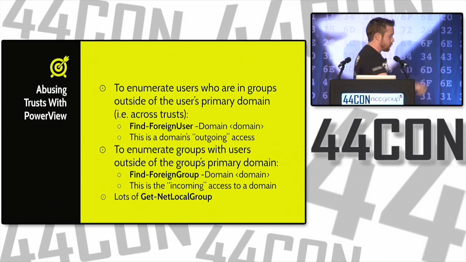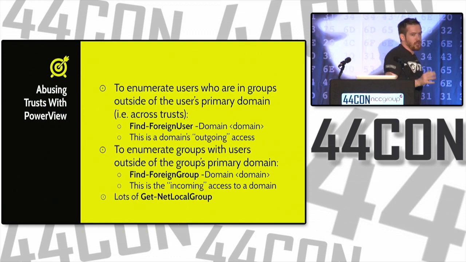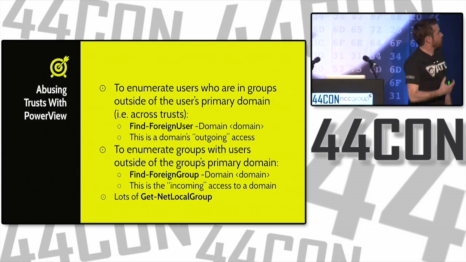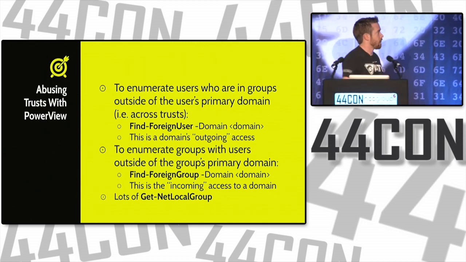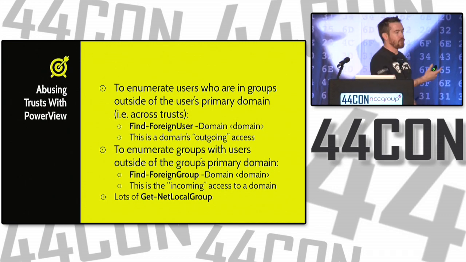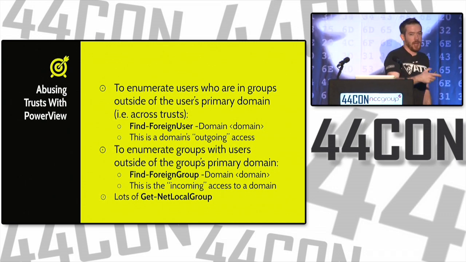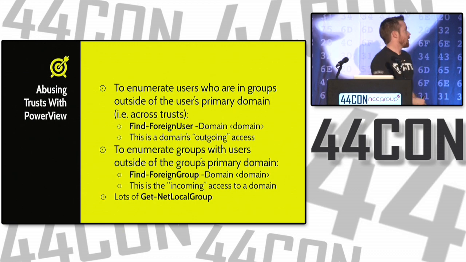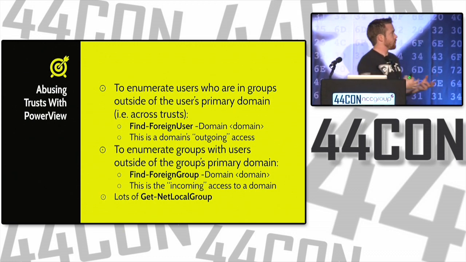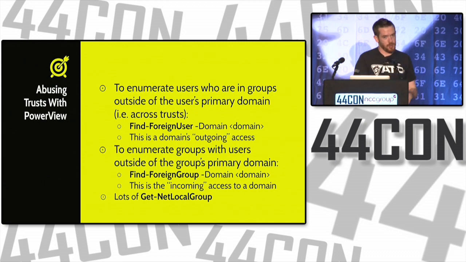So if you want to abuse trusts, PowerView has 3 functions that are very useful for us. If you want to enumerate all users who are in groups outside of the user's primary domain, i.e. across the trust, you can use Find-ForeignUser, either for your current domain or the attack domain at the end. This is like a domain's outgoing access. They're users who are in groups not in that domain. The inverse of that is Find-ForeignGroup, which are groups with users outside of the group's primary domain.